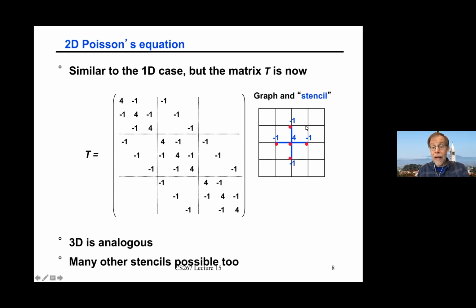This could be a 9-point stencil. I could include the northeast and the southeast neighbors and so forth. It could have arbitrarily different shapes. All I'm asking really is that it's the same on almost every mesh point.